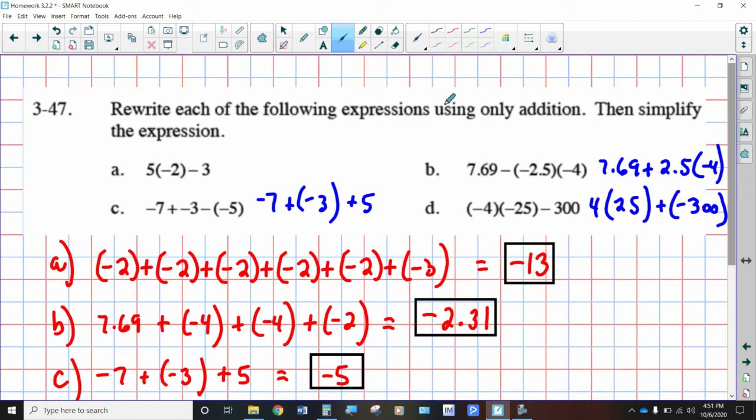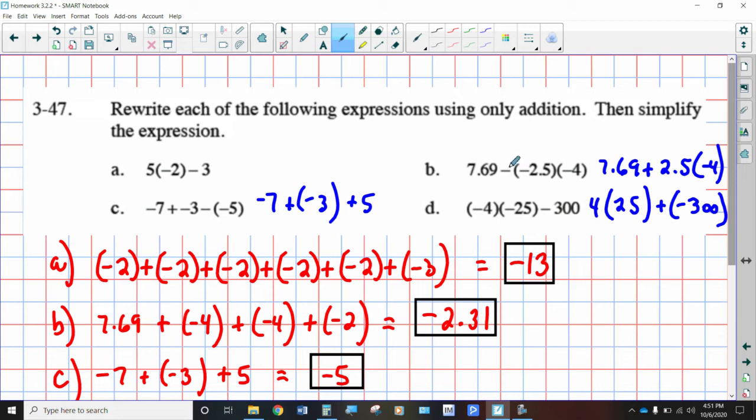Rewrite each expression using only addition. So remember, this is a review of the fact that multiplication is repeated addition. So if it's 5 times -2, that means you had 2 negatives plus 2 negatives plus 2 negatives plus 2 negatives plus 2 negatives minus 3. And I'm going to do a little KFC here. And instead of having this be -10 minus 3, change it to -10 plus a -3, which is how we get -13 for our answer.